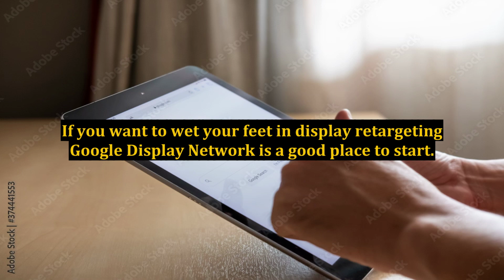If you want to wet your feet in display retargeting, Google Display Network is a good place to start. They have all the tools you will need from beginner to advanced, and they also have a vast network. However, they are really big and you could spend a lot of money quickly, so make sure you cap your daily spend and analyze your ROI.